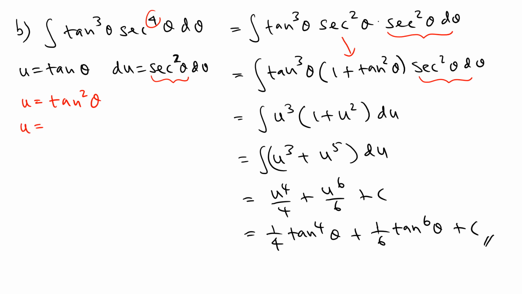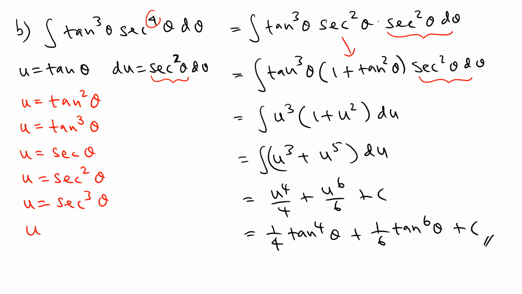And then you can also try tan cubed theta. That still works. You can also try secant theta. You can also do u equals secant squared theta. You can also do u equals secant cubed theta. You can also do u equals secant to the 4th theta. So you can try all of them. So that means there are 7 different techniques for this problem. Actually, there are 8. About the 8th one, you can turn this into sine and cosine. So that's the last version.